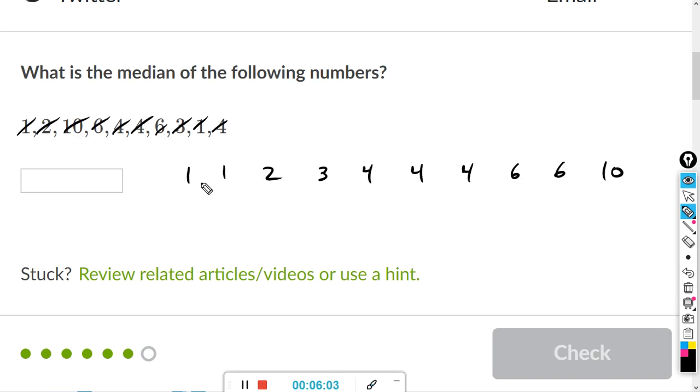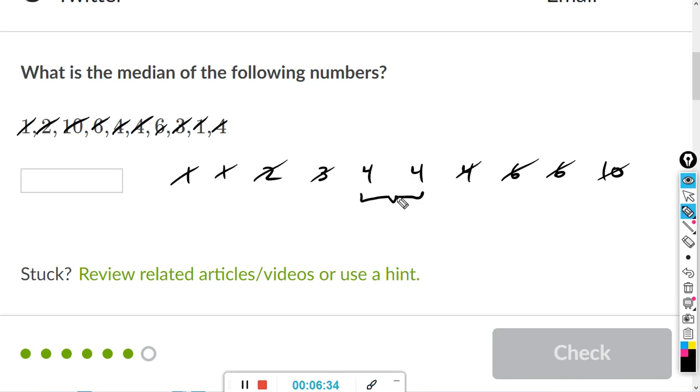So you want to put them in order from least to greatest and make sure you don't skip any numbers. Now we want to find the number in the middle, if there is one. So I'll cross off 1 on each side, 1 at a time. I crossed off 4 here and 4 here. So we have to take the average of the middle 2. Of course the average of 4 and 4 is just going to be 4.